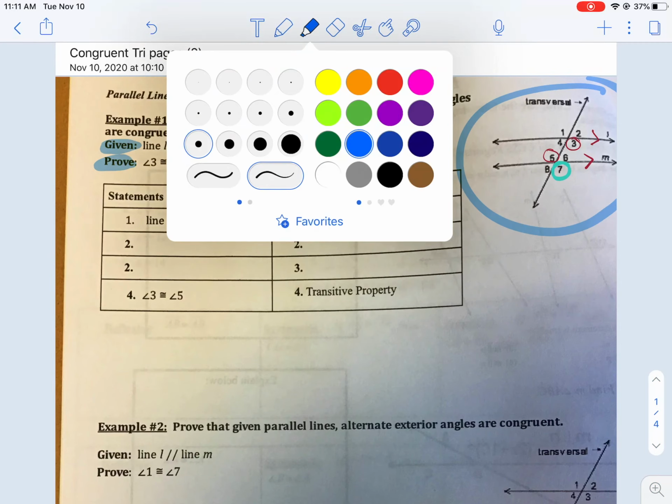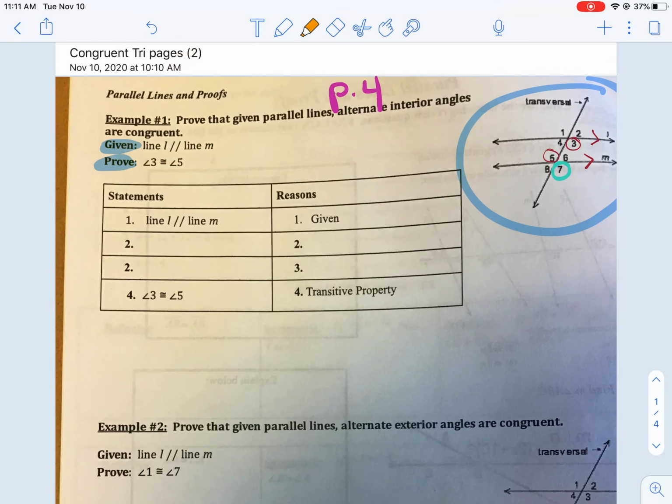So, when we are writing a proof in geometry or in algebra, like we learned in yesterday's video, we're going to have a statement column and a reason column. And we always start off our proof by writing the first given. You see I put it here. And our reason is that it's given.